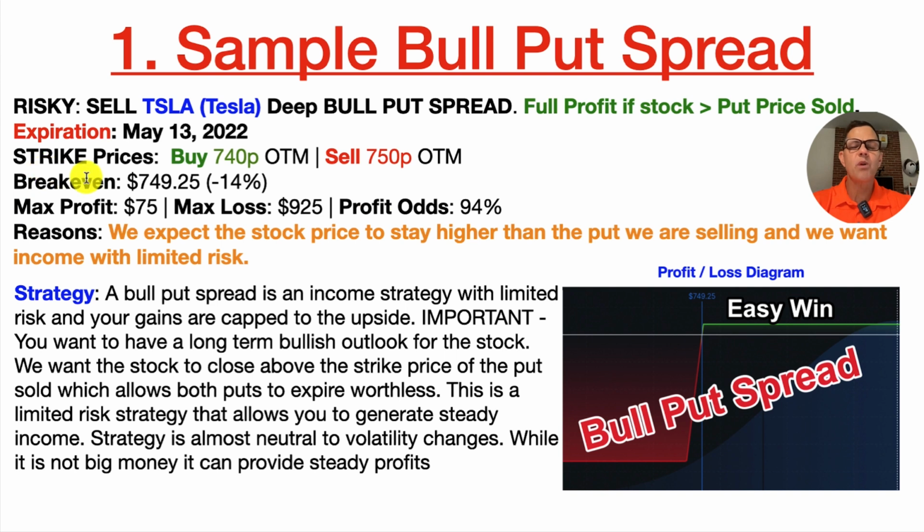Our break-even price is $749.25, and this will allow the stock to actually go down 14%, and we would still be a break-even. Our maximum profit will be $75 per contract. Our maximum loss is $925 per contract, and our odds of being profitable are 94%.